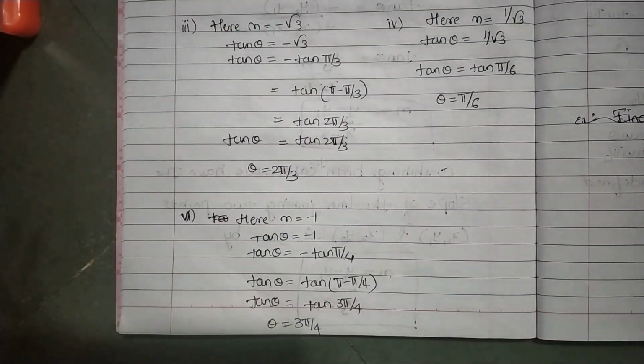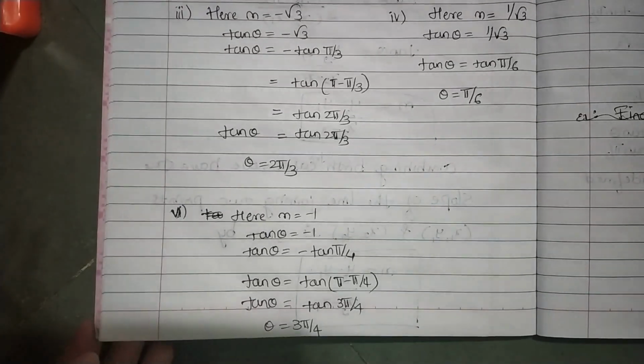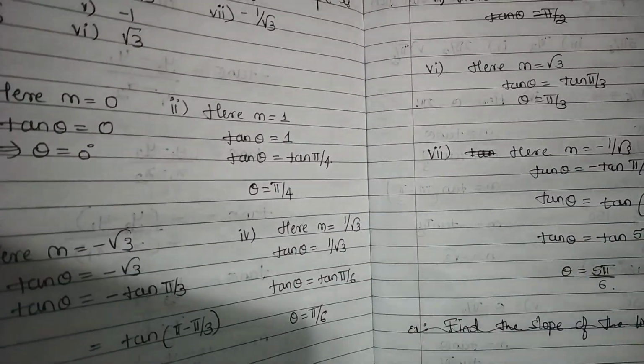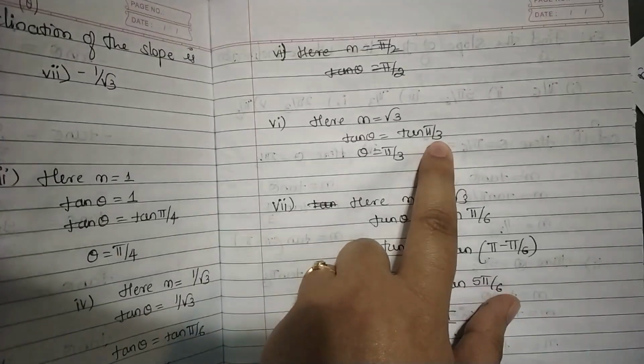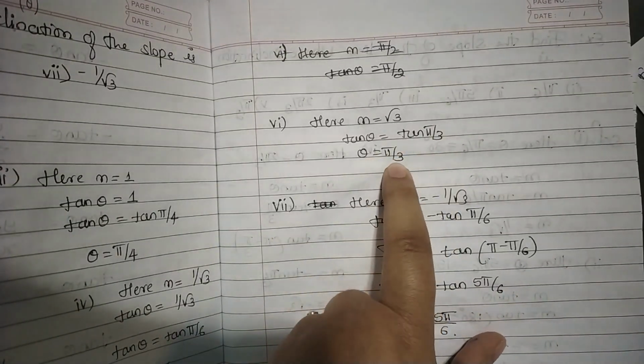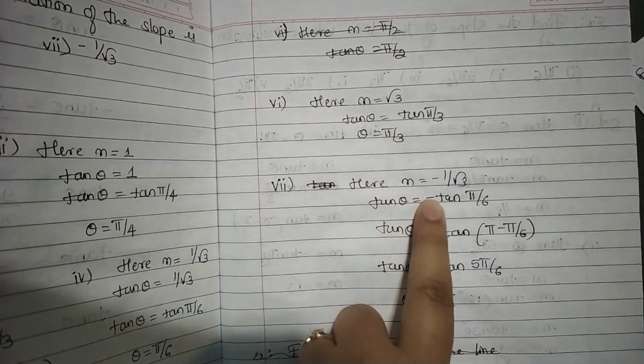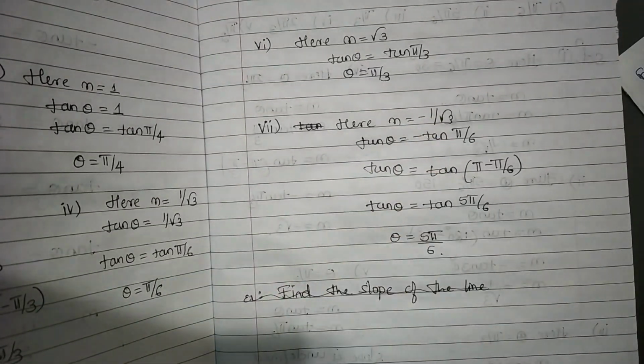Okay. Next is root 3. M is root 3. So for what angle is the tan value root 3? 60 degree. Therefore theta is equal to 60 degree. Next is minus 1 by root 3.